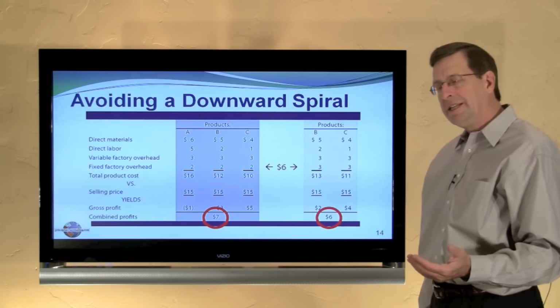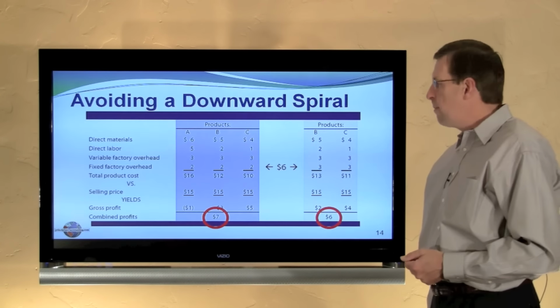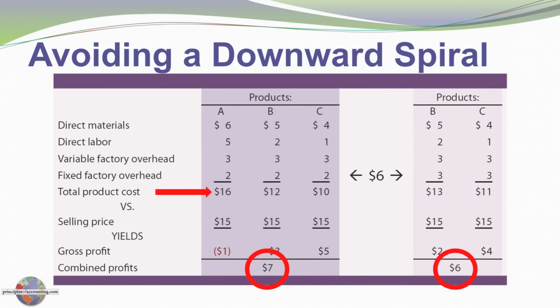How then can we discontinue that product and actually lower profitability? We need to look at the total product cost. Product A is $16, product B is $12, and product C is $10. That includes an allocation of fixed overhead of $2 per unit for each product A, B, and C. That $6 of fixed factory overhead must be absorbed now by products B and C at $3 each if we discontinue product A. So we're not avoiding fixed overhead, we're spreading it over a smaller product pool.